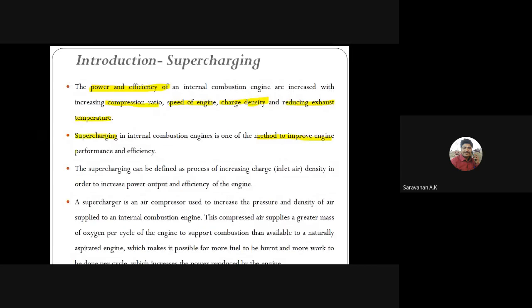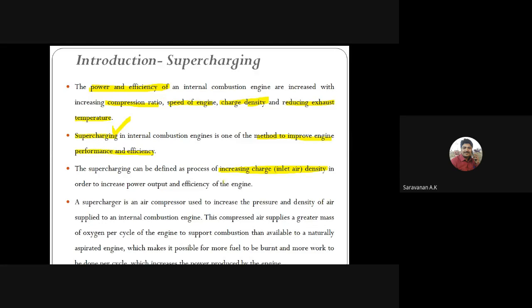So what is supercharging? Supercharging uses a compressor-like device. It increases the inlet air pressure as well as the mass flow rate, that is the density of the charge. The airflow will increase, and in order to increase the airflow, automatically we can get more power output and efficiency.